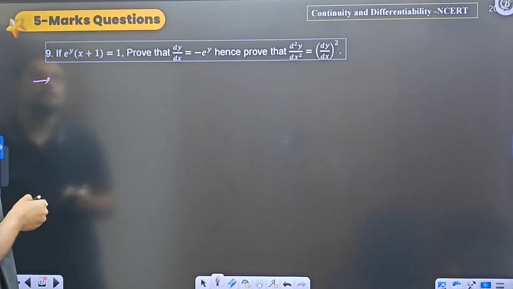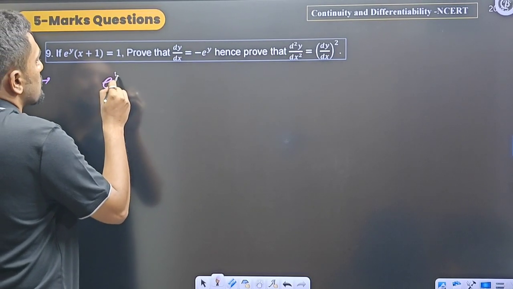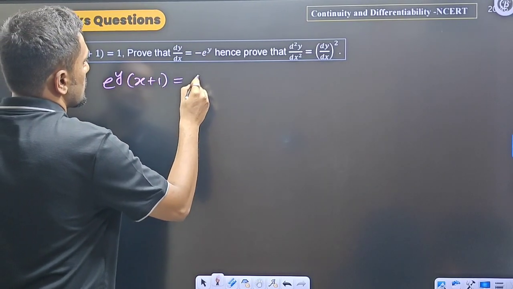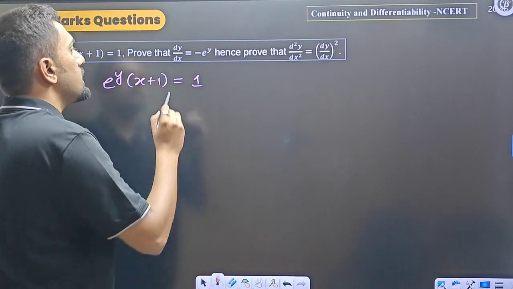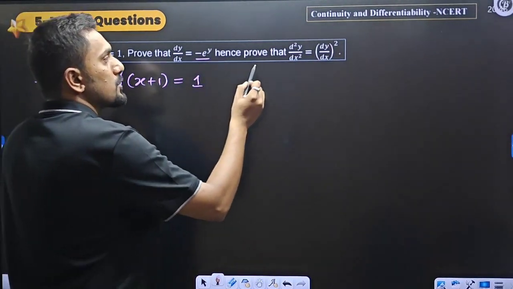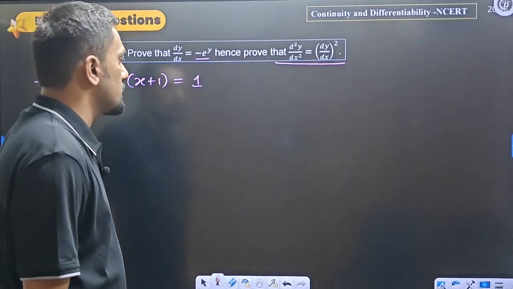Then the next question is, if e raised to the power y multiplied by x plus 1 is equals to 1, then prove that dy by dx is equals to e raised to the power minus y. Hence prove that d square y by dx square is equals to dy by dx whole square.